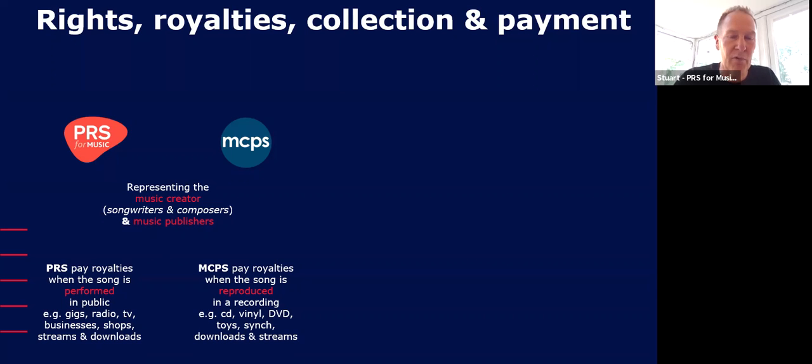MCPS deals with when that same song has been copied into a recording. Obviously, a recording traditionally would have been released on CD or vinyl. These days, it's not so common now, but there would have been downloads as well. But there's also a degree of streaming revenue. And if you notice, both PRS and MCPS have streaming revenue. That's because the songwriter royalties for streaming is split between those two societies.